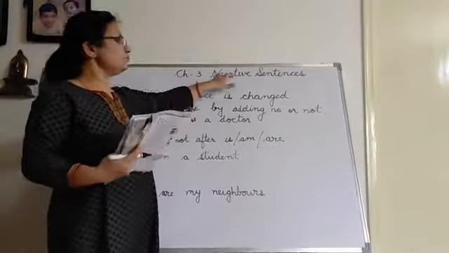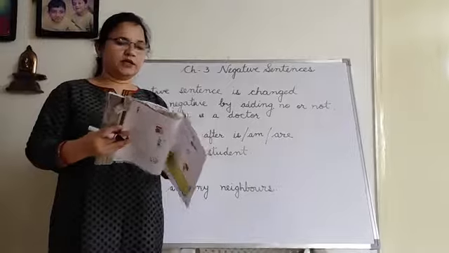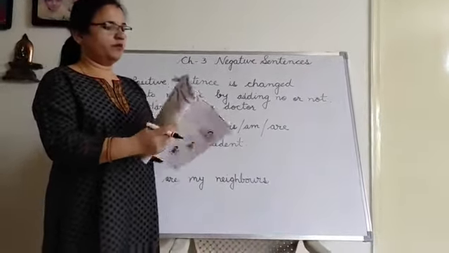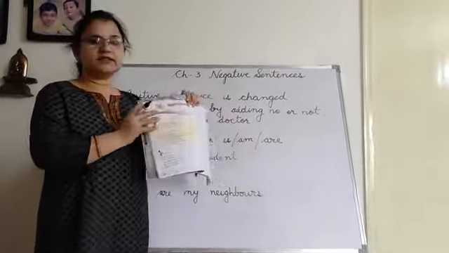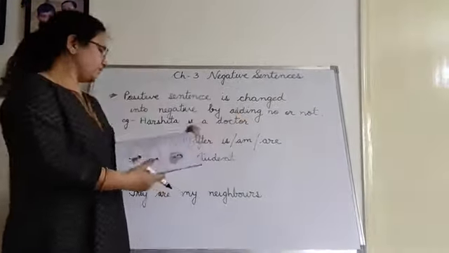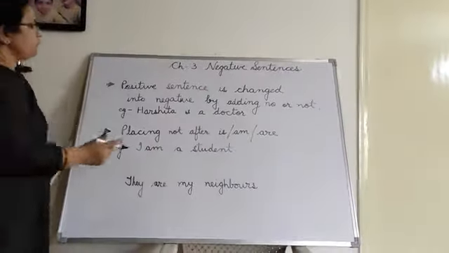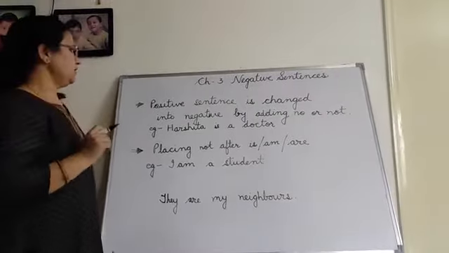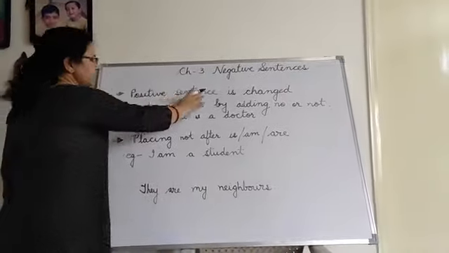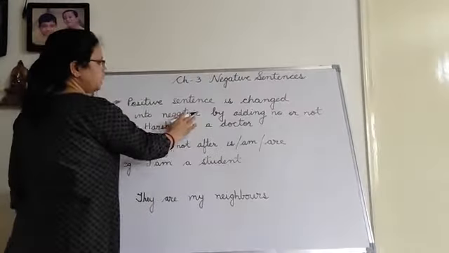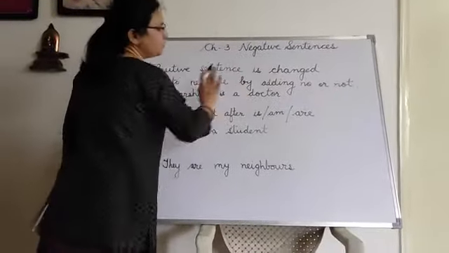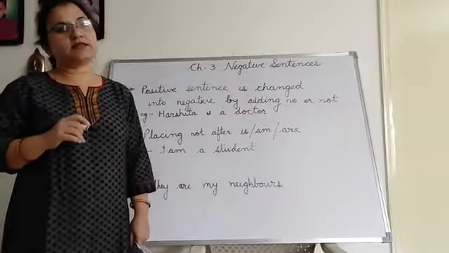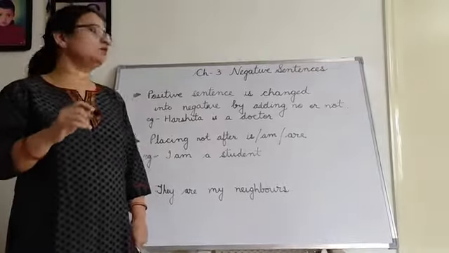Now today I am going to teach you how to make negative sentences. So open chapter number 3 of your book. Negative sentences. So how to make a negative sentence? How can you convert a positive sentence into a negative sentence? A positive sentence is changed into a negative sentence by adding no or not.